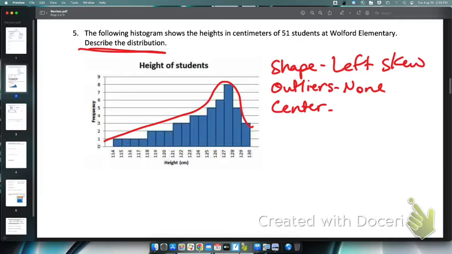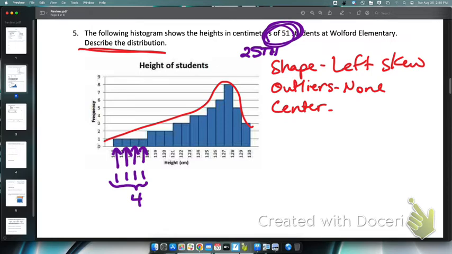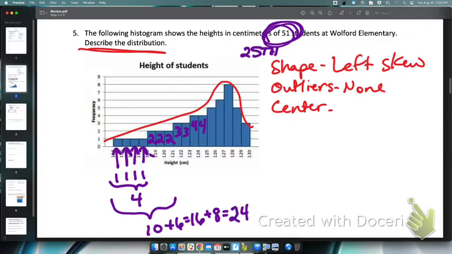So to find the median, I need to find the middle. There's 51 students, so I'm looking for the 25th data value. This one has 1. This one has 1. This one has 1. This one has 1. So I'm at a total of 4 for those 4. These have 2. So 2, 2, and 2. So that is a total of 6. So now I'm at a total of 10. These have 3. So adding 6 to that, now I'm at 16. So I haven't gotten to the 25th one yet. Now I've got 4 and 4. So that's 8. So now I'm at 24. And so that means that my 25th observation is in this bar right here, which is between 125 and 126.